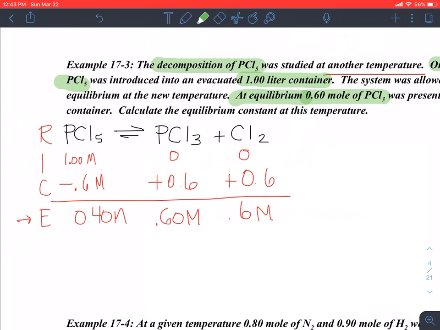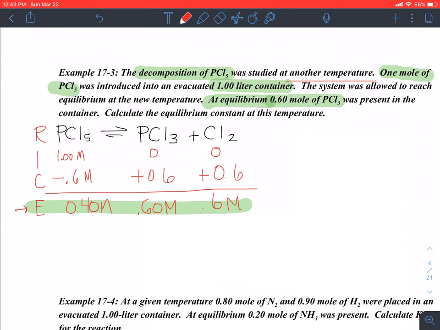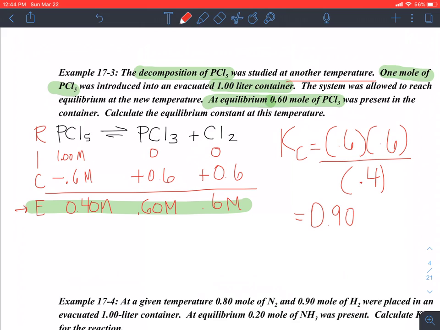And now that you have your equilibrium concentrations, you can plug them into your equilibrium expression, which is going to be the same. So Kc, the concentration of our product, so 0.6 times 0.6, divided by the concentration of our reactant, so 0.4. And our Kc for this one is going to be 0.90. Okay, and this is different than the previous problem because this was at another temperature.